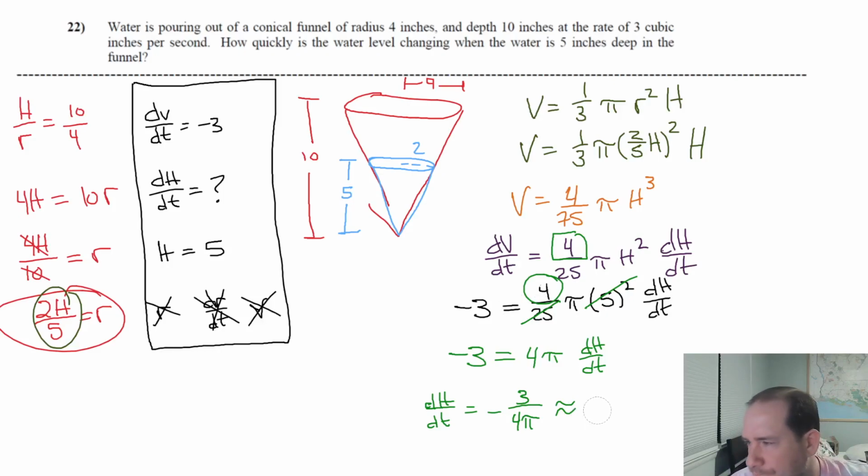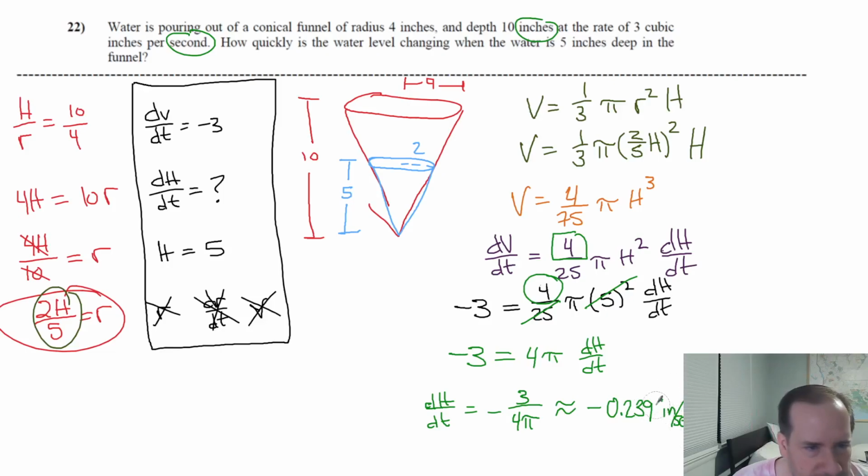0.239. And finally, don't forget your units. We see up here that we're working in terms of inches and seconds. So since this is height, you will stick to just plain old inches per second. I guess that's kind of crammed in next to my face, but that's okay. So there's that one.